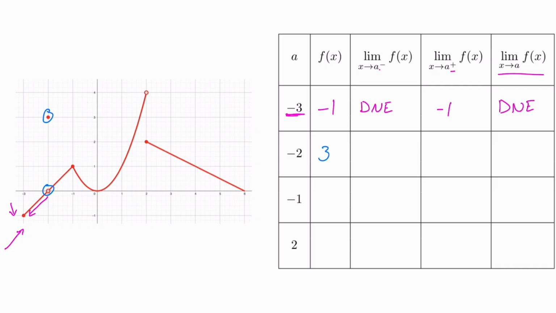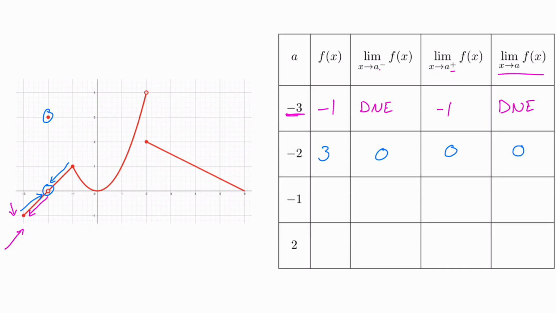For our left-handed limit, let's go ahead and trace from the left-handed side of this, going towards the point. We end up at 0, y is equal to 0. We do the same thing from the positive side, from the right-handed side, so tracing from here down to our point, and we get 0 as well. So since our left and right-handed limits agree, our total limit as x approaches -2 will also be 0.